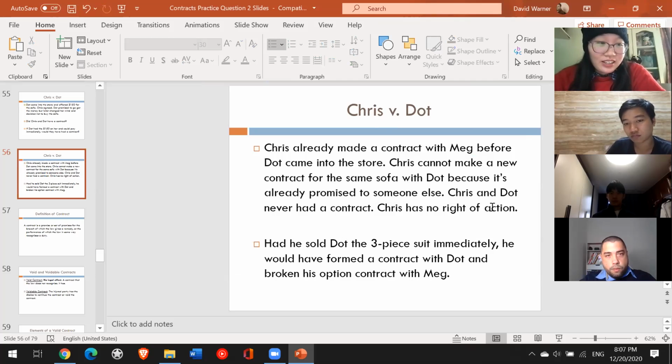Now, what if he already sold it to Meg? Let me change the example. What if Meg gave him $100 and he said, okay, Meg, it's yours. And she said, okay, I'm gonna come with a truck this afternoon to pick it up. And he said, no problem, I'm gonna put a tag on it that says sold. So he puts a tag on it, or he forgets to put a tag on it, but it's sold to Meg. Now, can Chris sell it to Dot?